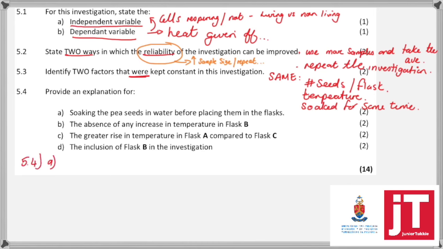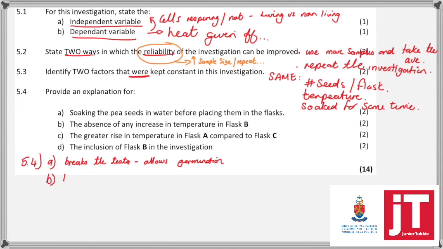Let's look at 5.4a. Provide an explanation for. So this is like why. Provide the why for. Why soak the pea seeds in water before placing them in the flask? Here we can see that it weakens the testa and allows germination to take place. It softens that testa, so it's going to allow germination to take place. So we soak each of the seeds in water for a certain amount of time so that that is a uniform variable for each one of my flasks.